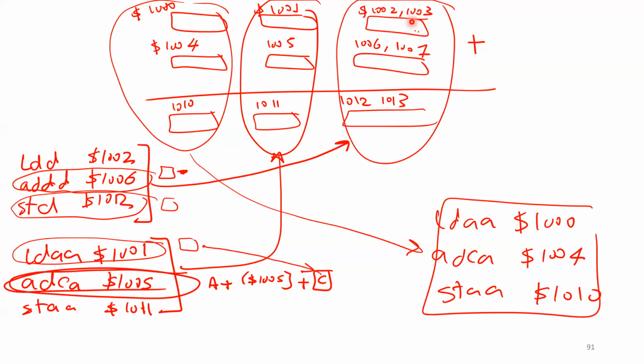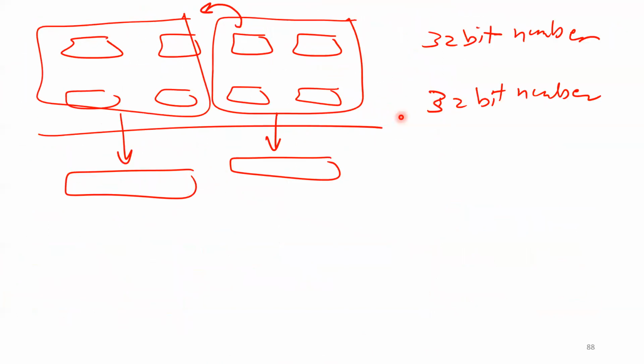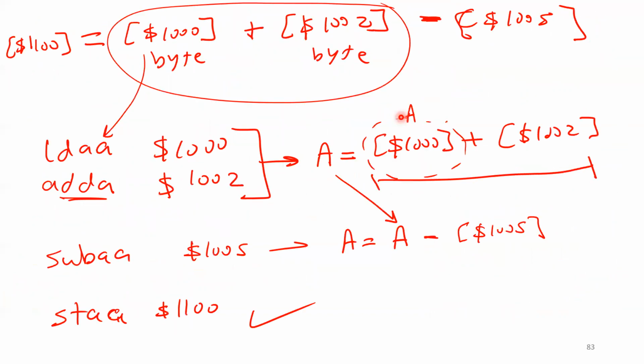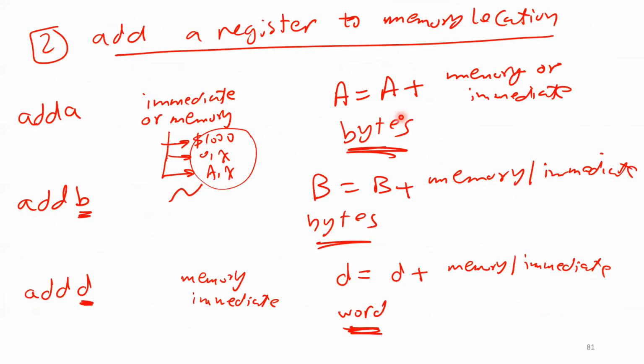Now, I want to add word plus word and store the result in a word. How can we do this one? Very simple. We have only one instruction to do that, which is ADD D, this one. So I'm going to use this one: ADD D and then the memory location here.